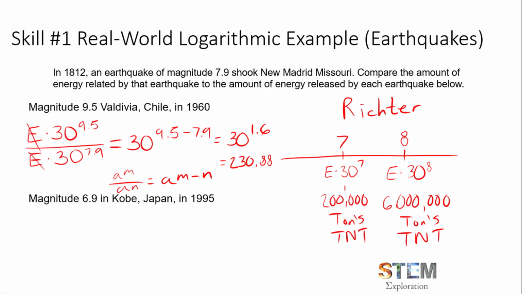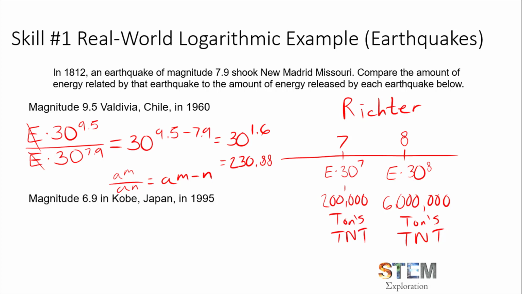And what you would find is that the difference in magnitude between these two earthquakes is 230.88. And so what I mean by that is the earthquake in Valdivia, Chile is 230.88 times more intense than the earthquake that took place in New Madrid, Missouri, as far as comparing this example.